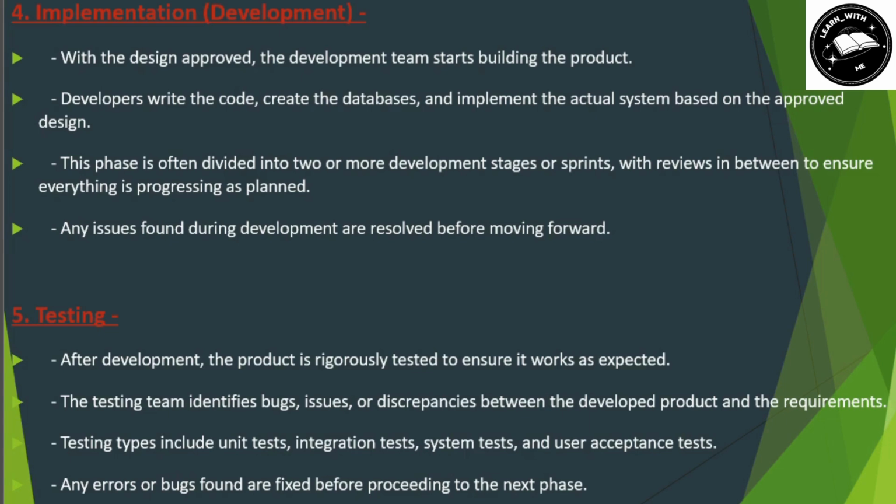Fifth one is testing. After development, the product is rigorously tested to ensure it works as expected. The testing team identifies bugs, issues, or discrepancies between the developed product and the requirements. The testing types include unit test, integration test, system test, and user acceptance test. Any errors or bugs found are fixed before proceeding to the next phase.